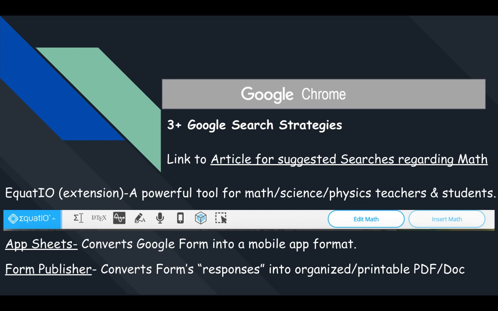Some of the strategies that were discussed in the article were making sure that students start with searching a general topic about math or whatever subject, but maybe using the title of the chapter or the section title or the unit. Using those terms can help isolate searches to specific math content rather than just saying search for math. Search for specific things like graphing lines.